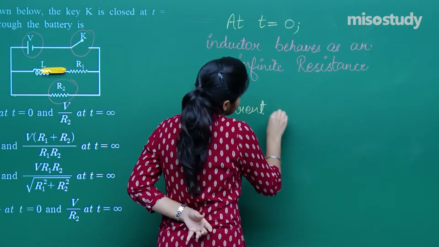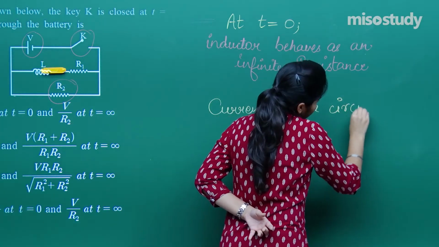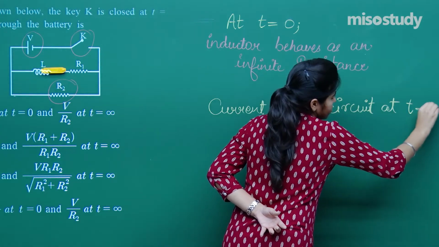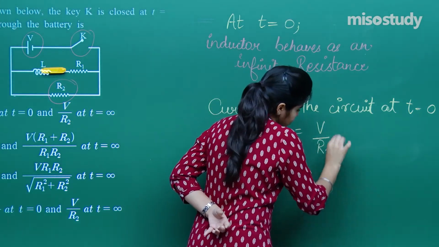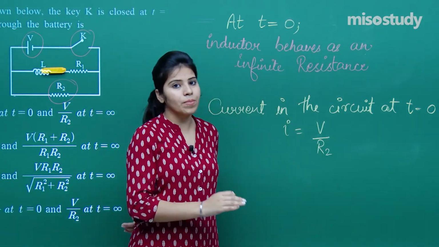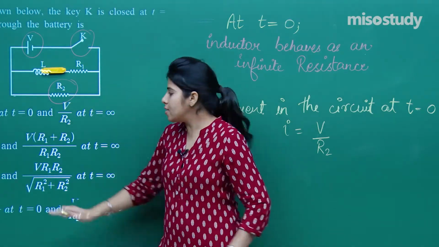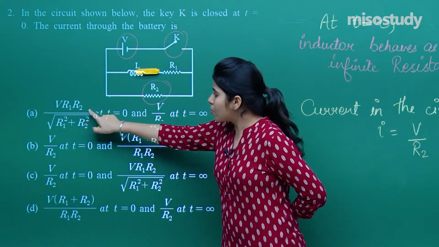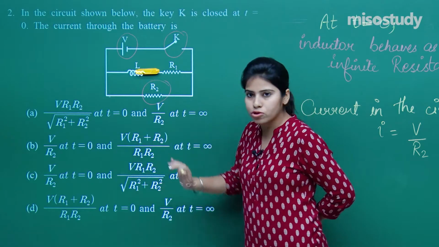current in the circuit at T equals to 0, I equals to V upon R2. That will be the current in the circuit. So in the given options, what we have seen: V upon R2 at T equals to 0, V upon R1 R2 under root R1 square plus R2 square at T equals to 0.